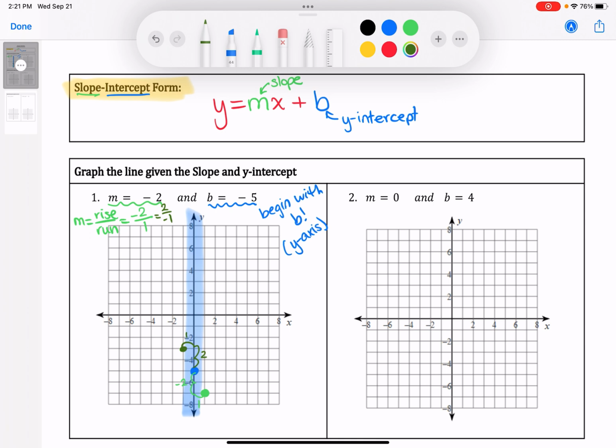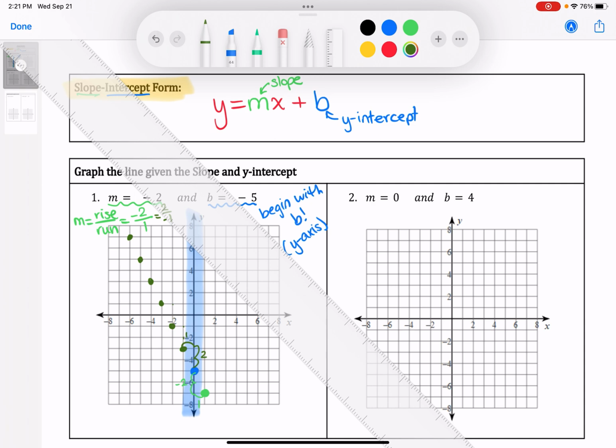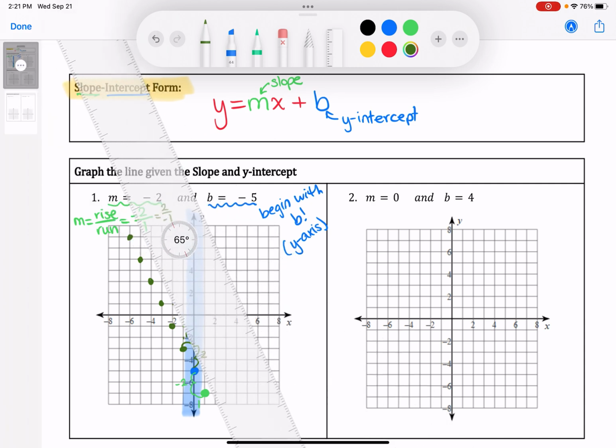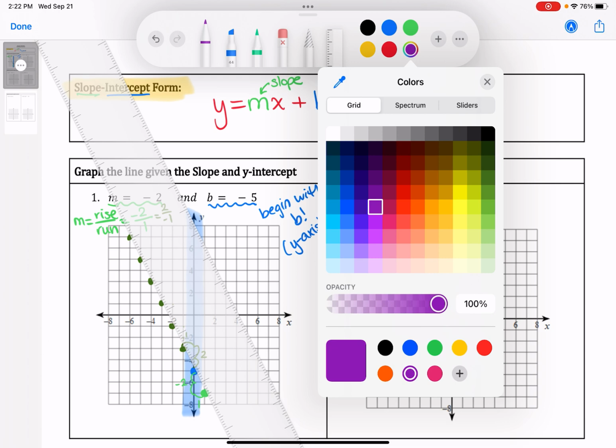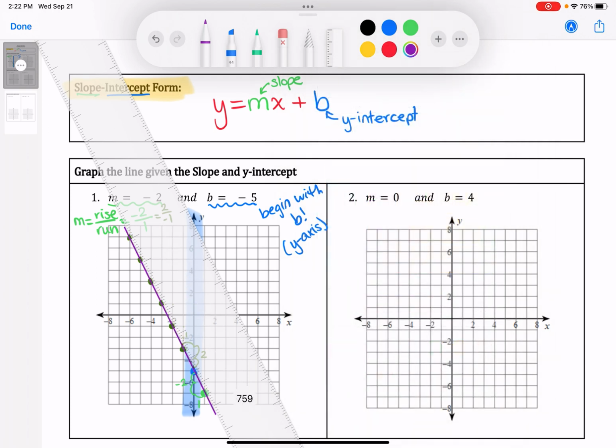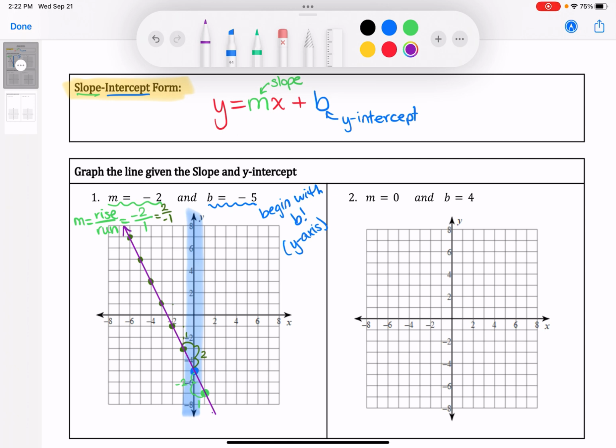So I could go up 2 and left 1 as many times as I possibly can across my graph until I get so many points that I would get a perfectly straight line, and I can use my ruler to graph it and get a nice straight line on my graph. And I do recommend that you use a note card or a ruler or anything like that to keep your line nice and straight, and make sure that you draw that line all the way across your graph, as far as you can.